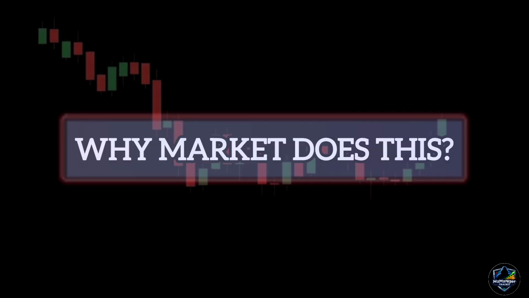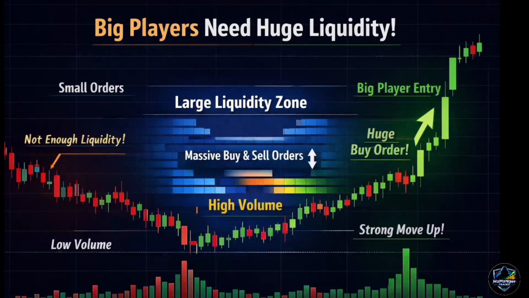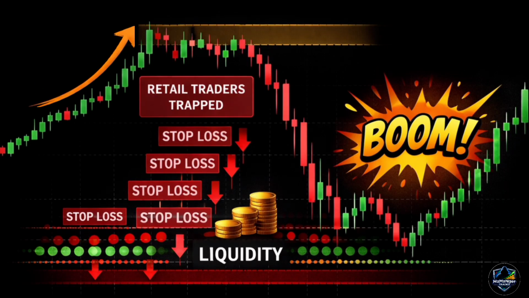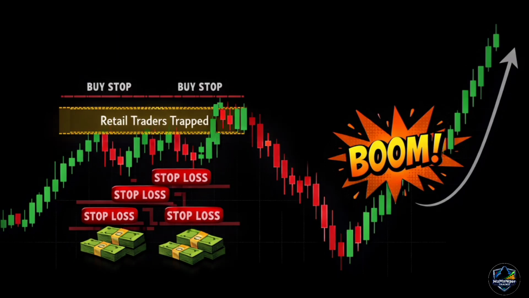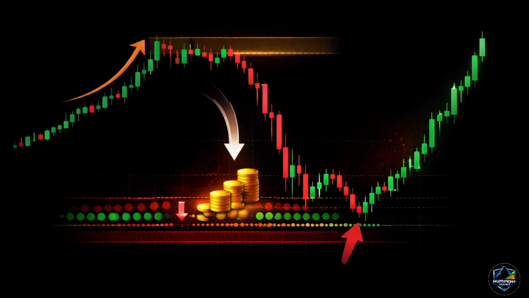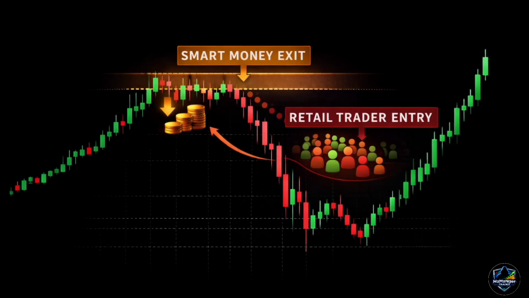Why does the market do this? Big players cannot enter trades with small orders. They need huge liquidity. So what do they do? They push price to areas where retail traders are trapped, trigger stop losses, and collect those orders. Then boom, the market reverses. That's why most traders lose money. They enter late, exactly where smart money exits.